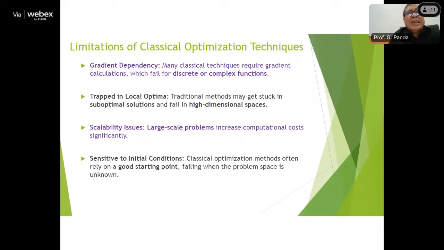Limitation of classical optimization technique. I told you, gradient dependency, which may not be possible. Trapped in local optima. Scalability for a large scale, difficult to solve. Sensitive to initial conditions. So these are four limitations of classical optimization technique. Each one to understand takes half an hour, but gradient issue: for a multimodal function it is not possible to obtain the gradient. They fall to local minima, so don't get the global solution. Scalability and sensitivity issue.